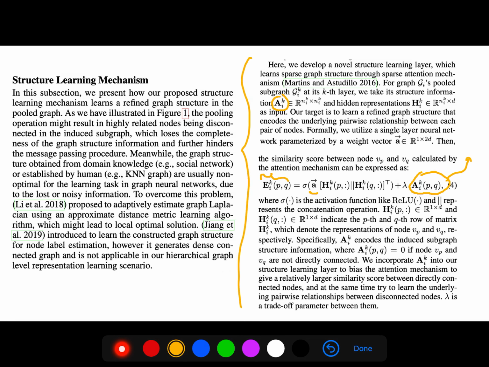You know, these h indicate the pth and qth rows of the matrix H to the k. Remember, H to the k. And H is a matrix because you have some number of nodes, but each one has dimension D. So it's a matrix, you see.